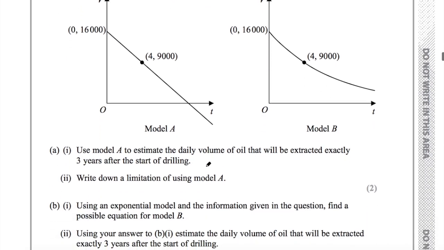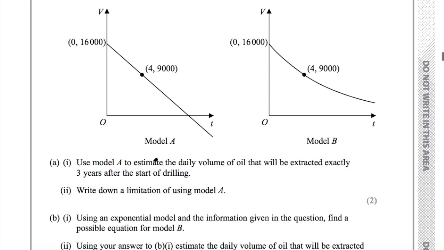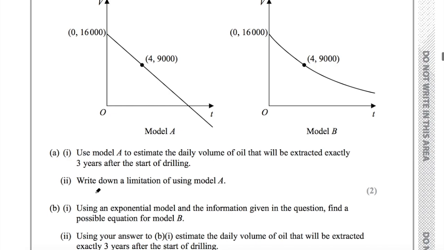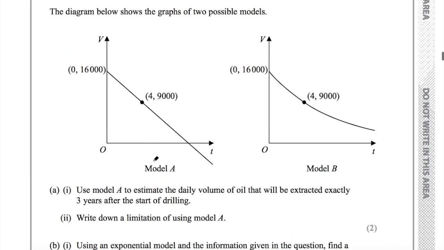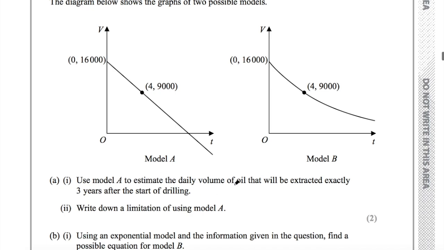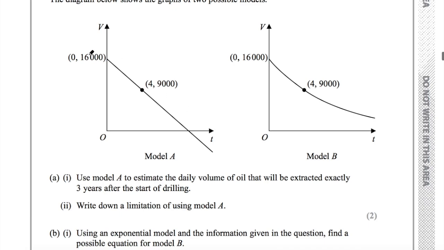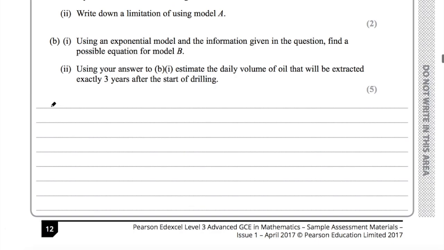Okay. Part A says use model A to estimate the daily volume of oil that will be extracted exactly 3 years after the start of drilling, and write down a limitation of using model A. Okay, so let's start with that. Let's have a look at model A and see what we can do with that. Well, the first thing we need to do to find the daily volume of oil after 3 years is to find the equation of this line. So we know the y-intercept is 16,000, and we just need the gradient. So the gradient is going to be the rise over the run. So let's write some of this down.